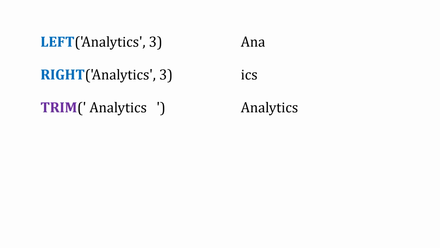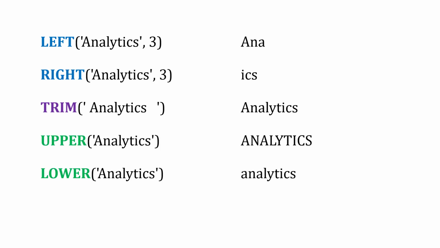We could also use trim to take out unnecessary spaces on the front and back end of our text string. In this case, let's just imagine that analytics had some spaces before and after it. Trim could pull it out. We could also use trim to pull out specific characters if we want to do that. Like maybe we want to pull out all the A's or something like that.